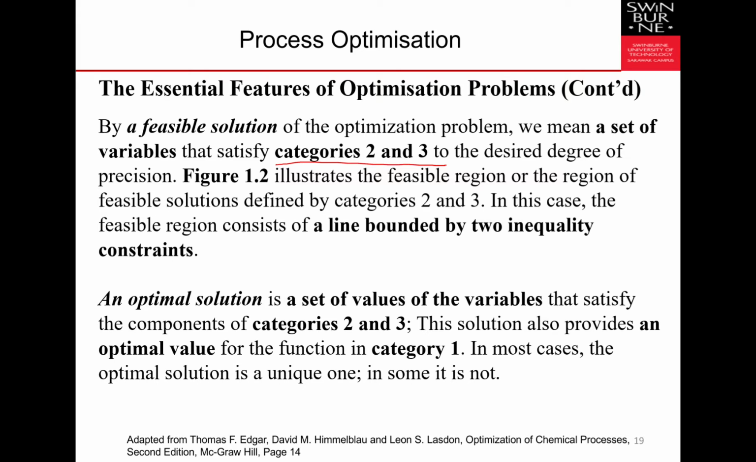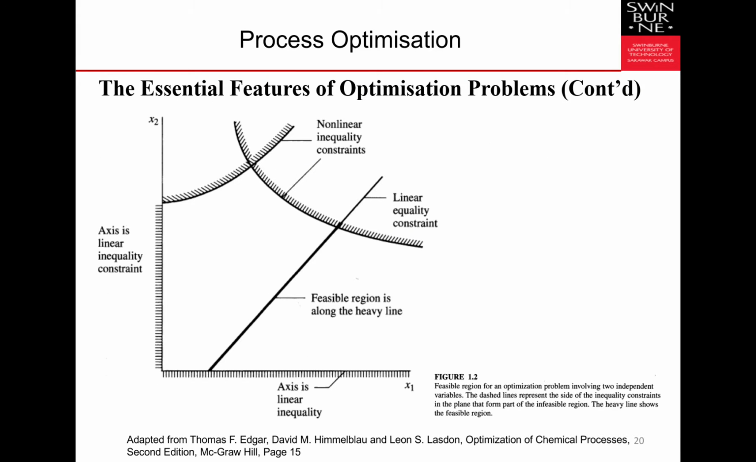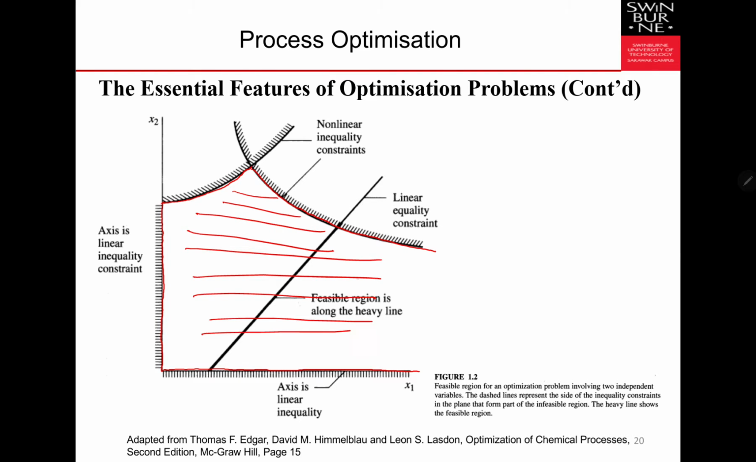In most cases, the optimal solution is a unique one. In some, it may not be the case. So for example, the area in here that is defined, this part in here is defining the linear inequality. So the area is the one that is going in. Okay, this part in here is the inequality constraints. This one is nonlinear inequality constraint. These two, I mean. Okay, so this area within these constraints are the one that is feasible.